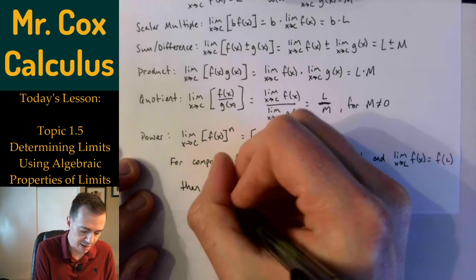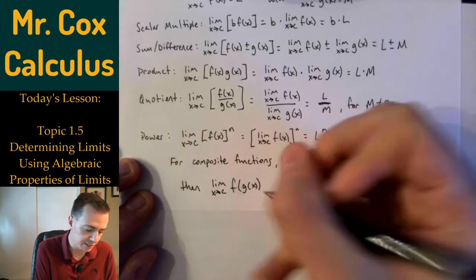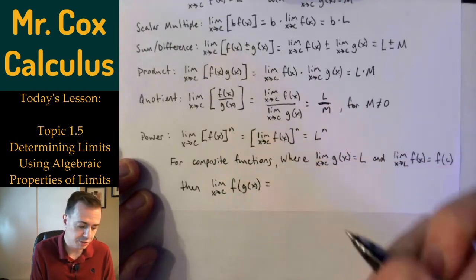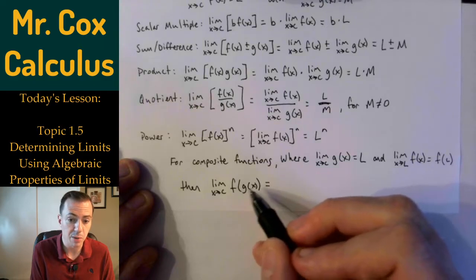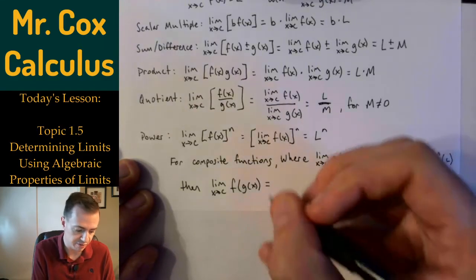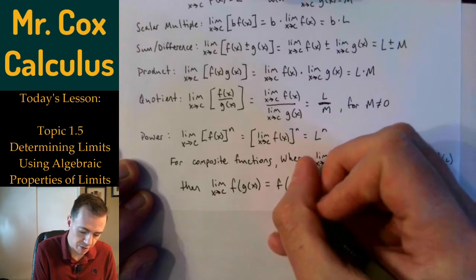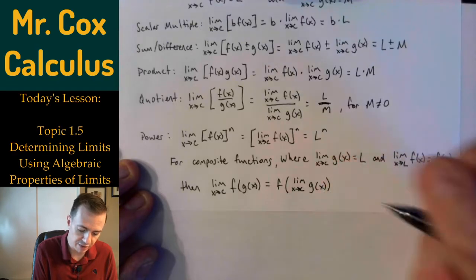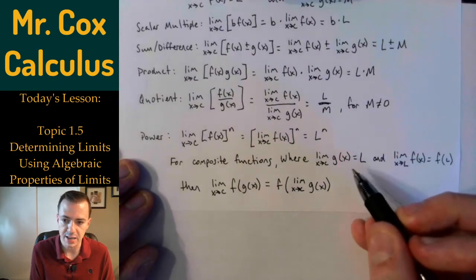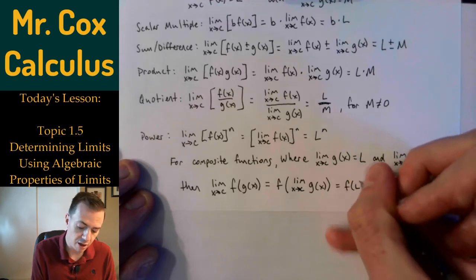the limit as x approaches c of the composite function f of g of x equals the following. I can take this limit as x approaches c and apply it to this innermost function g of x first. This equals f of the limit as x approaches c of g of x, which we've already said is equal to L, and so this equals f of L.